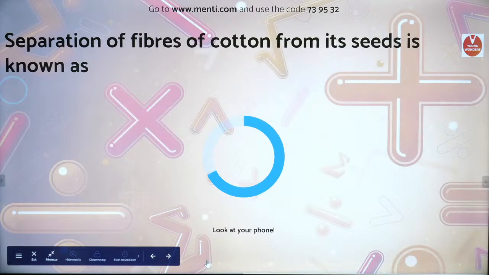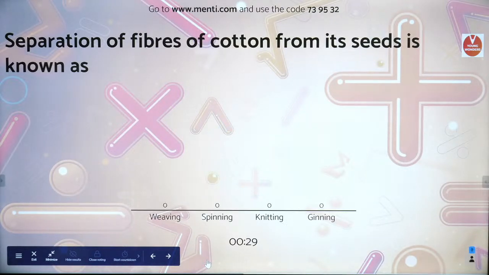Delhi, okay. So, separation of fibers of cotton from its seeds is known as separating cotton from the seeds by a comb and now it's done by a machine. It is weaving, spinning, knitting or ginning.